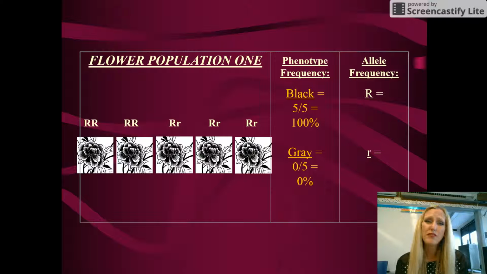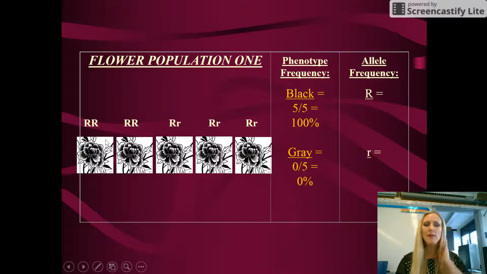But we know that allele frequencies are actually going to give us a little bit better idea of what's going on in this population. So let's look at the allele frequencies. If you were to count the number of capital R's versus the number of little r's in this population, you should have twice as many alleles as you do phenotypes, because remember, every organism has 2 alleles for every trait that they show.